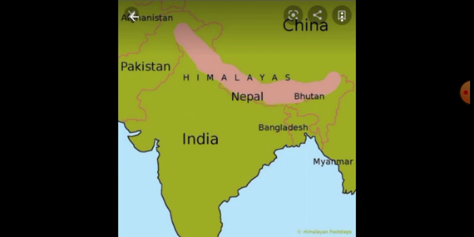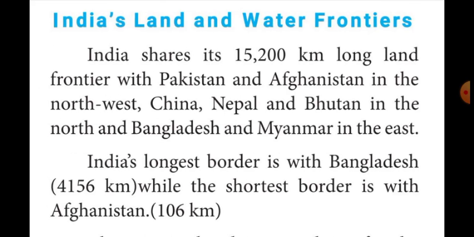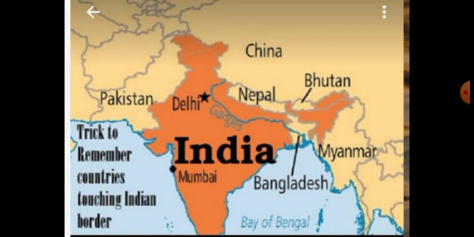Now, just you see the map, students. Here, the Himalayan mountain is mentioned in the rose color. This Himalayan mountain separates India from the rest of the continent. Okay, then the neighboring countries of India are Pakistan and Afghanistan in the northwest, China, Nepal and Bhutan in the north, and Bangladesh and Myanmar in the east.